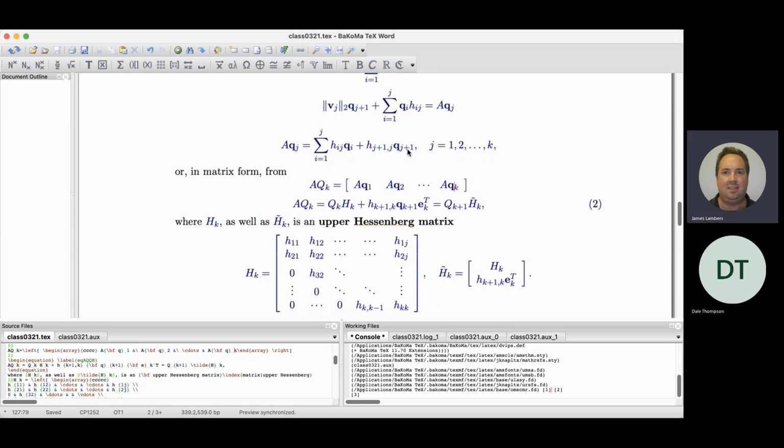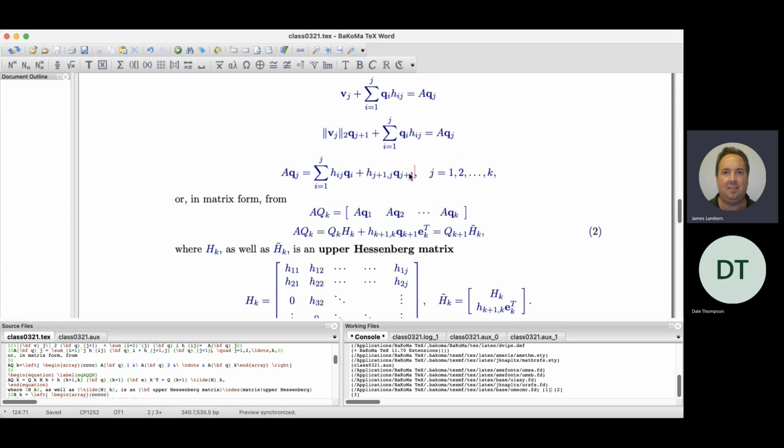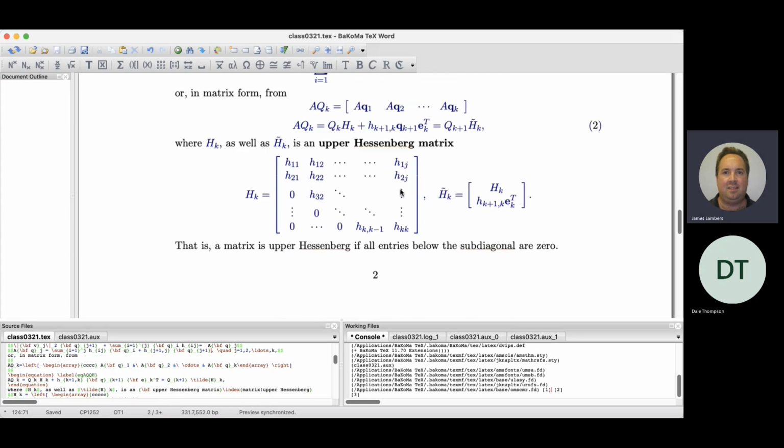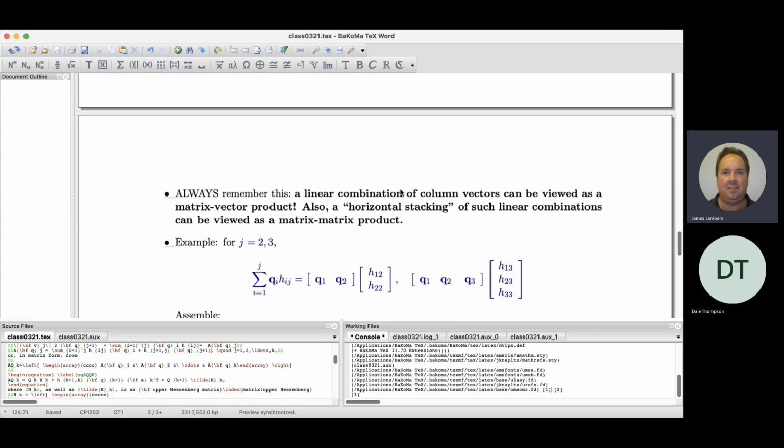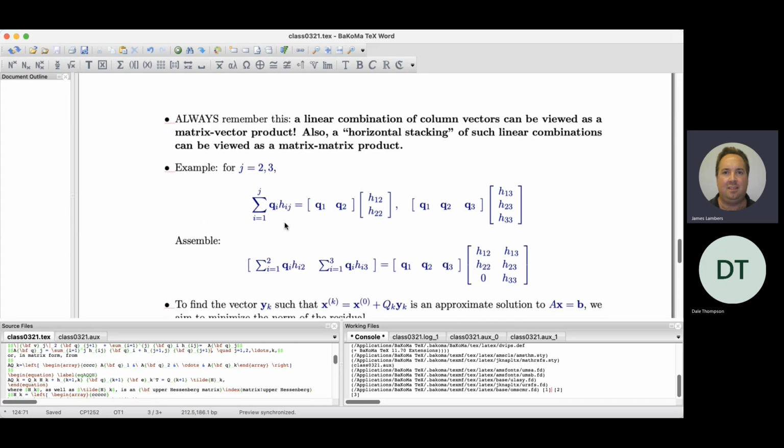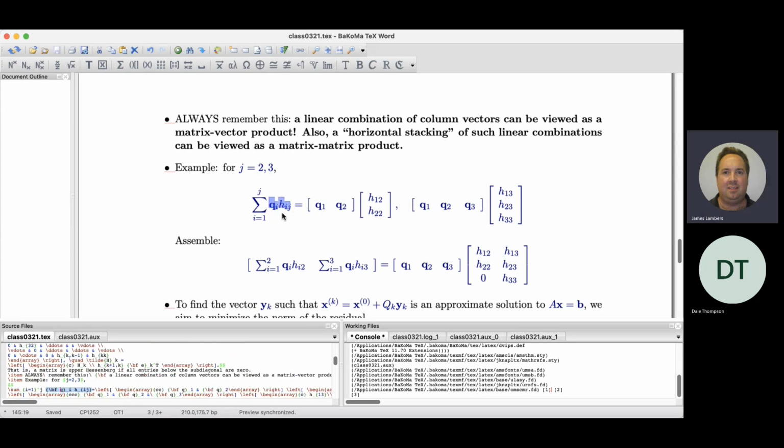A lot of times when you have everything written out at the element-by-element level, like I have here, it can be difficult to see what's going on. But if you can think of it as viewed in terms of operations on matrices as opposed to vectors and scalars, then some things can be easier to see that way. And just as an example, this is a case of j equal 2 or 3, if I write out these linear combinations of the q's and the coefficients in the linear combination are these elements of a matrix, capital H, then I have this going on here.